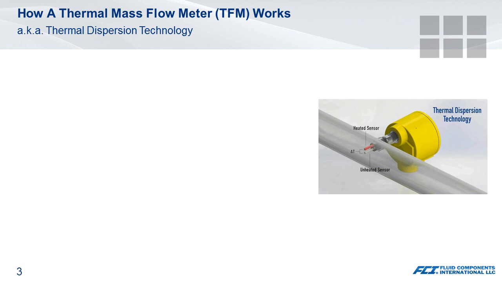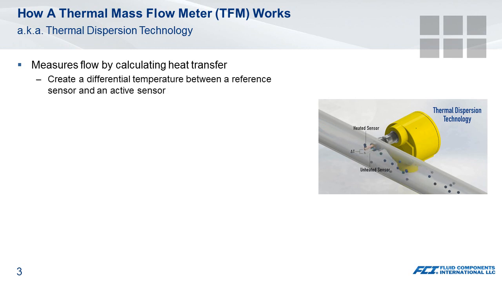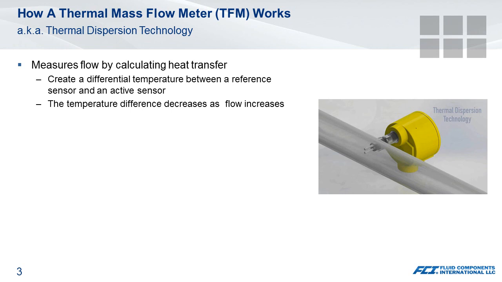So just as a reminder, thermal flow meters, sometimes known as thermal dispersion technology, measure flow by calculating the heat transfer that occurs between a heated sensor and an unheated sensor. The differential temperature being proportional to the flow rate. As the flow rate increases, the differential temperature wants to decrease. So it's almost exclusively applied to air and gas flow applications. And there's two drive techniques used to measure it.